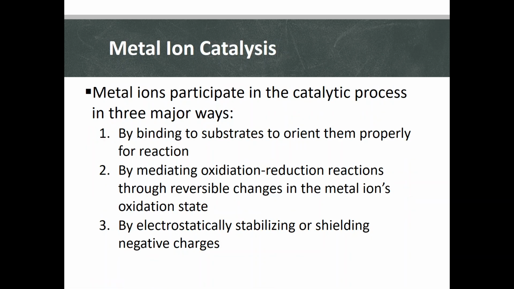Overall, metal ions are going to contribute to catalysis in three major ways. The first way is simply binding to substrates in order to orient them for reaction. You can imagine a situation where your metal ion interacts with the substrate and helps to position it adjacent to catalytic functional groups that are present elsewhere in the active site. So the metal ion can help to orient everybody properly for catalysis.